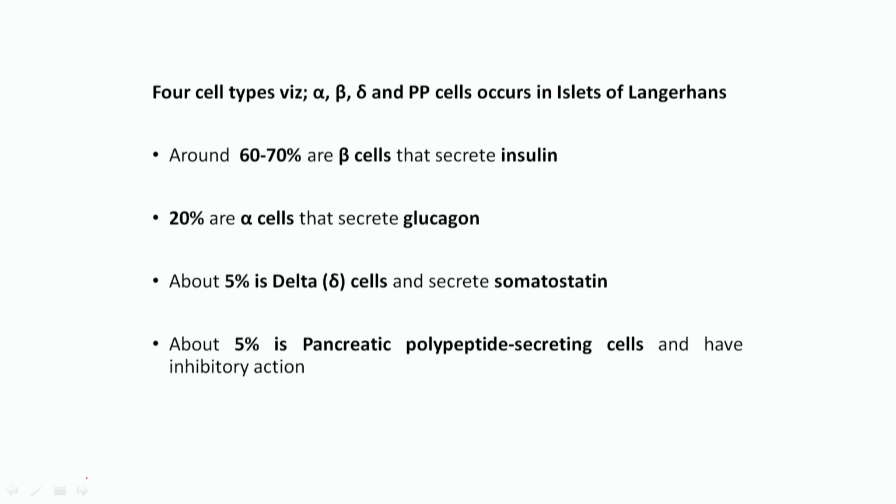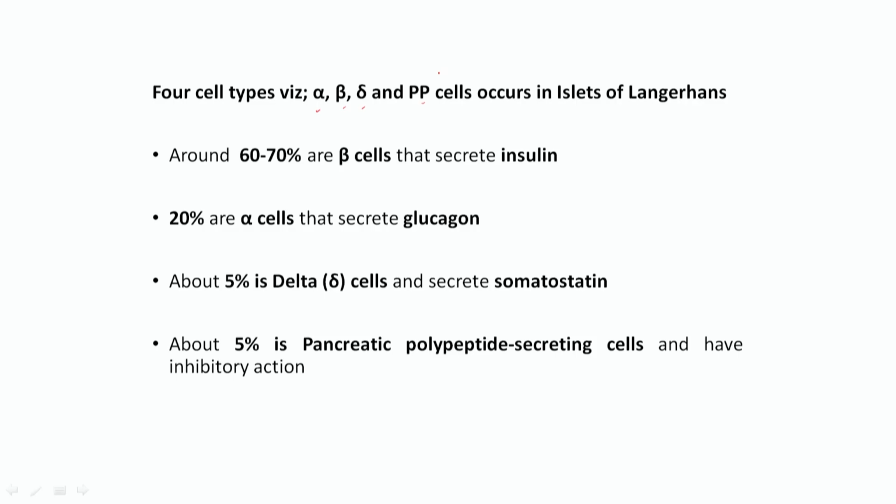Basically there are 4 types of cells in the islets of Langerhans: the alpha, beta, delta and pancreatic polypeptide cells. If we talk about the different types of cells, the beta cells, which are around 60 to 70% of the total cells of the islets of Langerhans, secrete the important hormone called insulin.